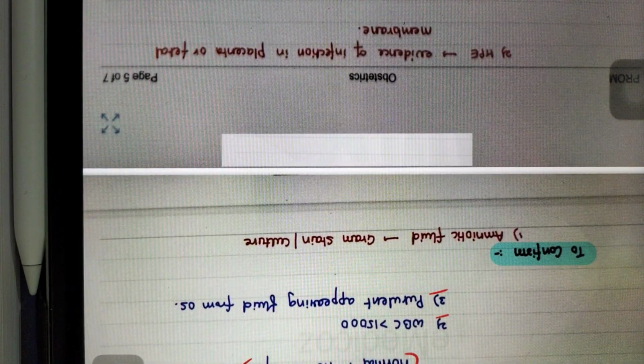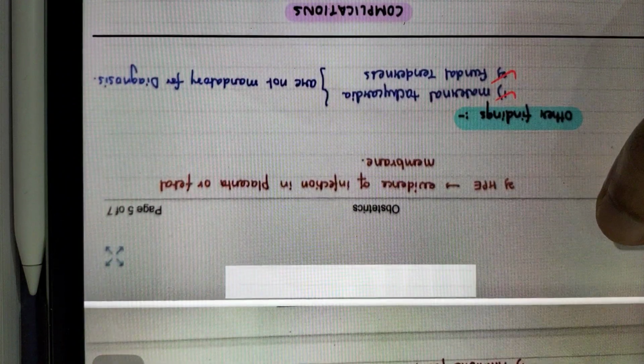To confirm the diagnosis, amniotic fluid should be sampled for gram stain or culture, and on histopathological examination, evidence of infection in placenta or fetal membrane. Other findings in chorioamnionitis can be maternal tachycardia or fundal tenderness, but these are not mandatory for diagnosis.